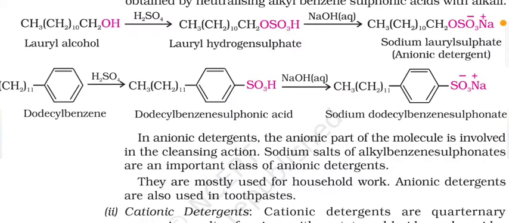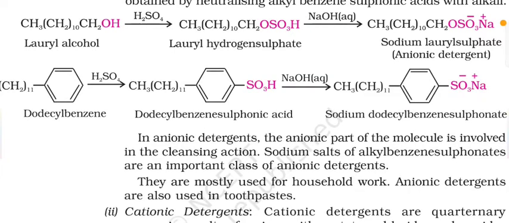As we can see in the reaction, we have lauryl alcohol, that means a long chain alcohol. With H2SO4, it will give us lauryl hydrogen sulfate. It is an acidic compound, so it will be neutralized with NaOH and it will give us sodium lauryl sulfate, an anionic detergent.